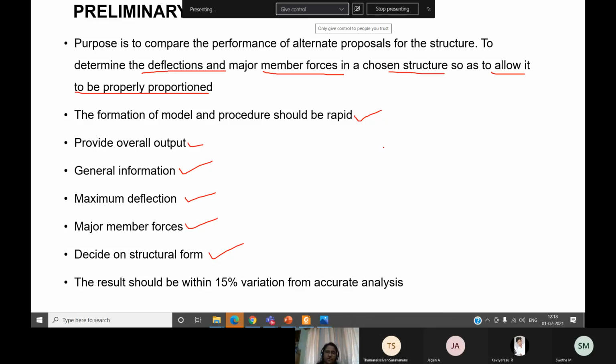Even if you take a small residential building, what will you do initially? Initially, you assume the dimensions. The beam can be 200 by 300, the column can be 300 by 300, and the slab thickness is 120 mm. These are all the initial assumptions you make. Then you go for a detailed analysis and check whether the assumption you have made is correct or not. Similarly, a preliminary analysis can be done for tall structures to give general information and the major member forces in a building.